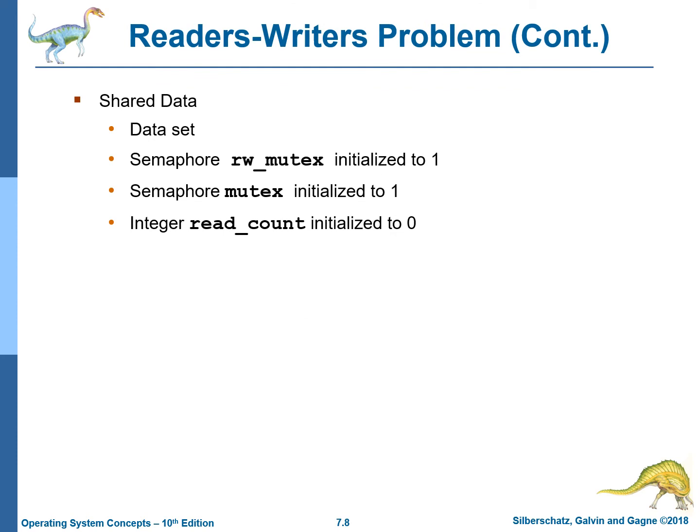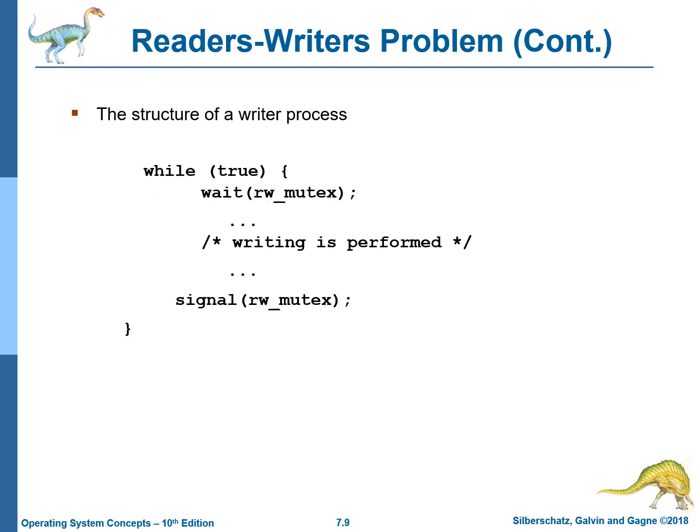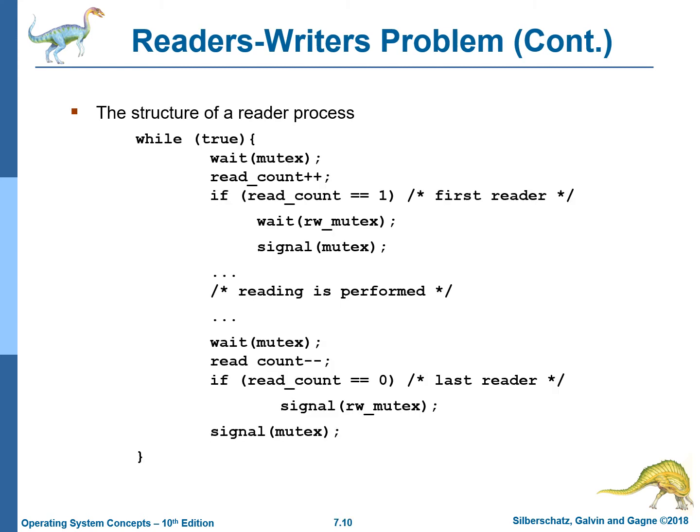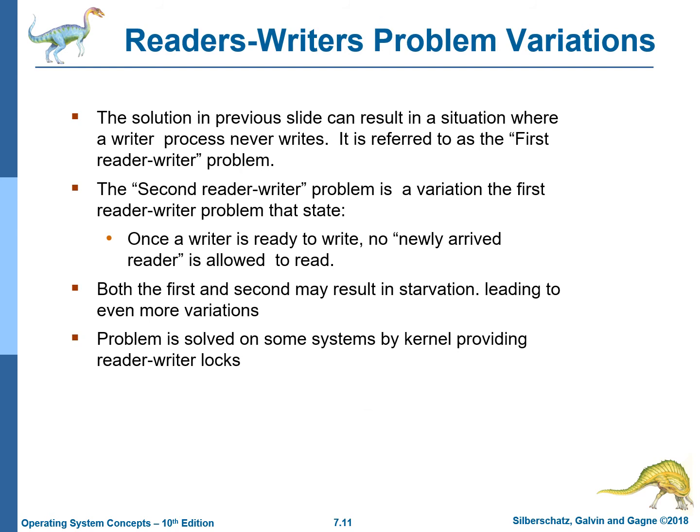So that is it. This is an example of the shared data. They have the data set. The semaphore for the writer mutex is initialized to 1, and the semaphore mutex is initialized to 0, and they have a read count. This is the structure of the writer process. This is the code, and this is the structure for the reader process. The solution can be various. As I explained earlier, the solution provided can result in a situation where writers never write, and it is referred to as a starvation reader-writer problem.